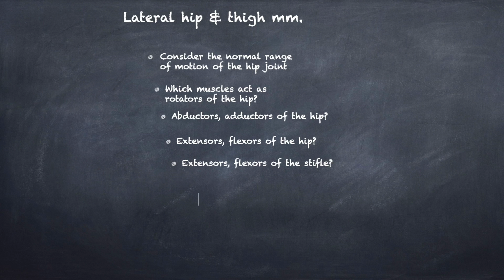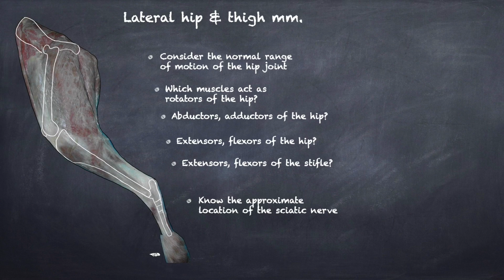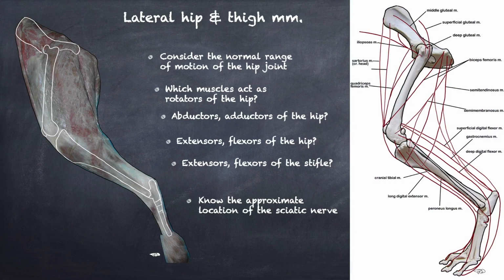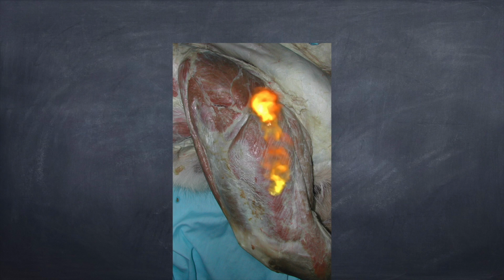Then we need to know the appropriate location of the sciatic nerve. Okay, this image as well as this one to help you look at the muscles, think about where it is in relation to the bone, and figure out those actions. That's about where the sciatic nerve is. Deep to, what muscle is that? Biceps femoris. Yeah.